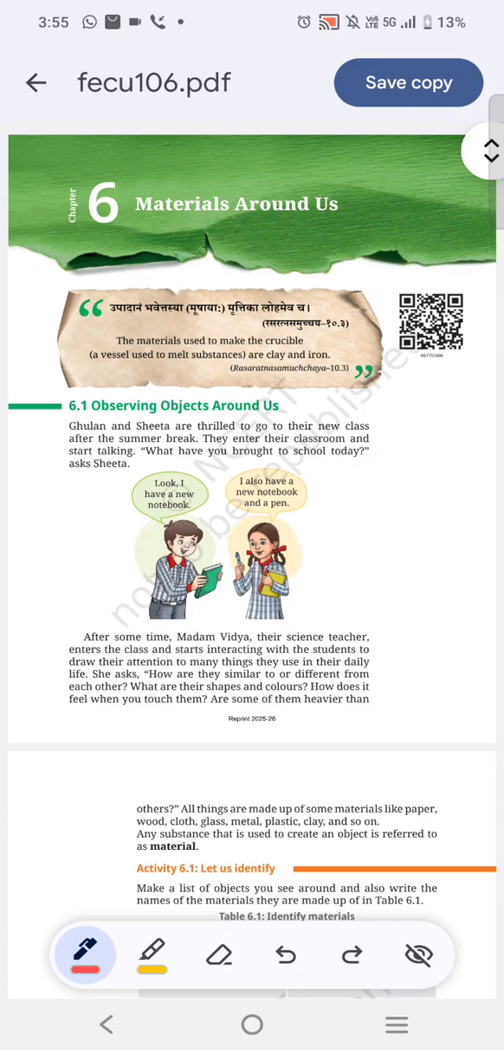Observing objects around us. Ghulan and Sheeta are thrilled to go to their new class after the summer break. They enter their class and start talking. "What have you brought to school today?" asks Sheetal. So basically, students, in the scene there are two children. They are talking. They are going to school for the first day, like the New Year's first day, and they are having a discussion about what they got to school.